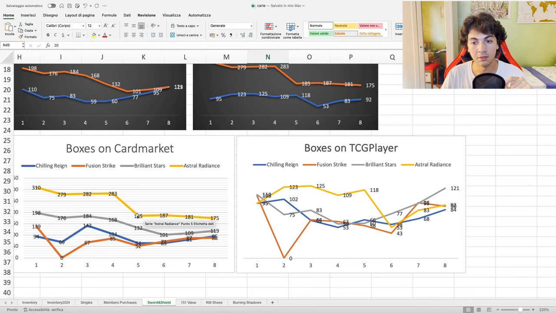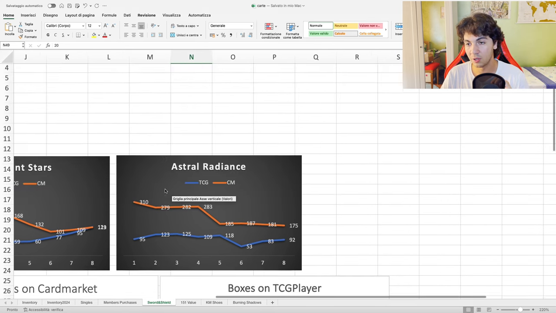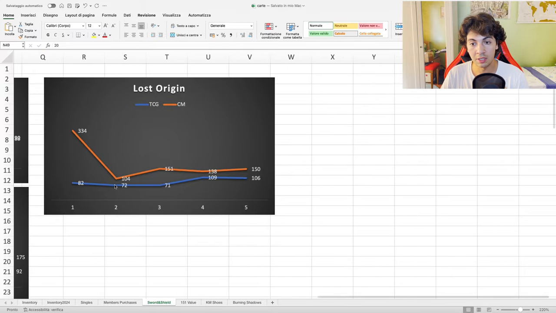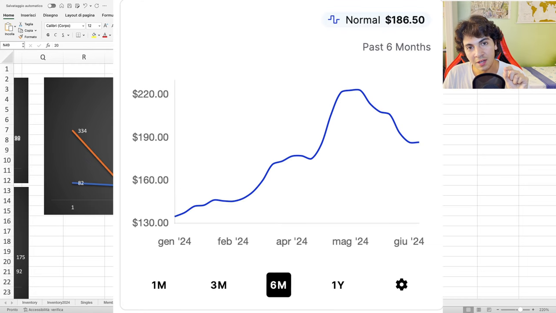As a matter of fact, it is moving lower over time. Now Astral Radiance, similar thing, it's moving lower because price hasn't increased as much. Lost Origin. Why is Lost Origin interesting? Look at the price of Lost Origin in April. So that's when boxes start to hit the market. It spiked, I think. I will check. I'll leave you the price on the screen. If I'm not mistaken, it started to spike in late February. So it went from 120, 130 to 200.